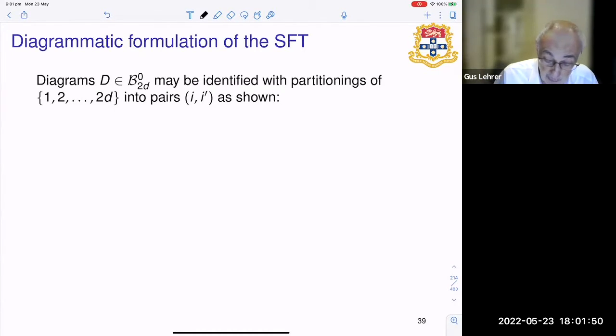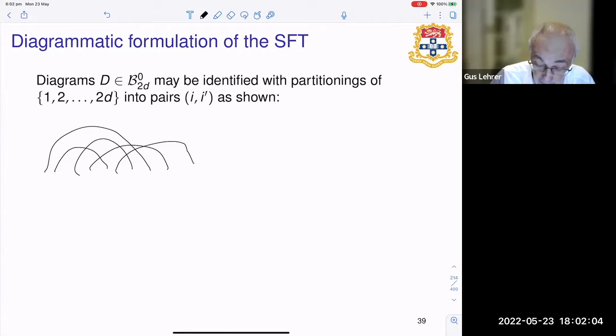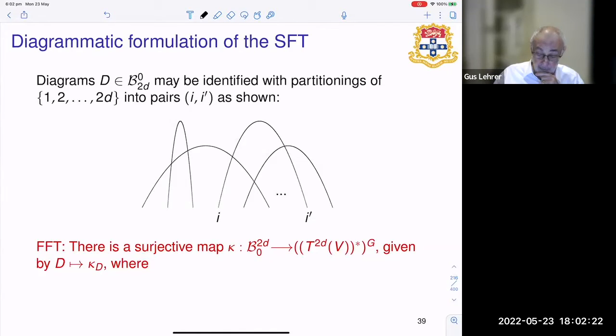So diagrams from 2D to naught in the Brauer algebra look like this, and they can therefore be identified with partitionings of 1 up to 2D into pairs. The first fundamental theorem says that there's a surjective map from B0 2D to the invariants of G, this isometry group, on the tensor power T2D of V. Not the invariant elements, the invariant functionals.